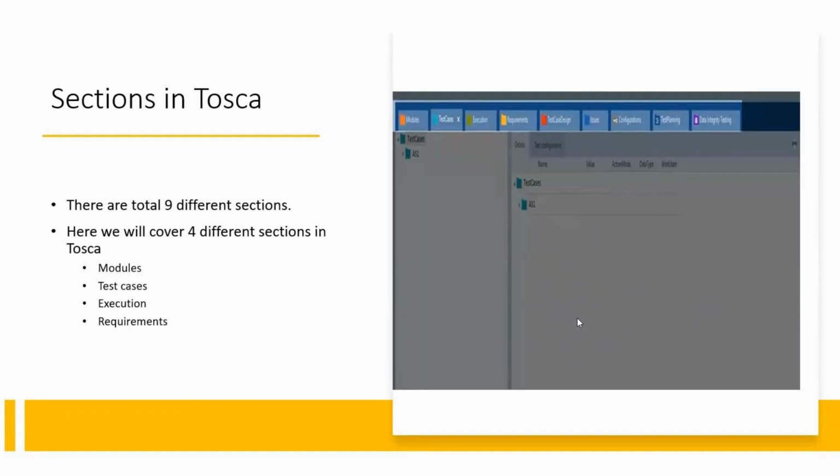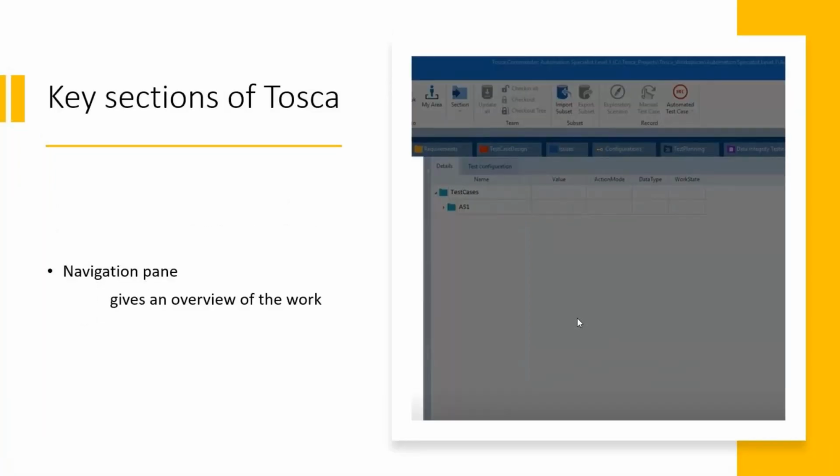So there are 9 different sections. Here we'll mainly cover only 4 different sections. One is the module section, another is the test case section, another is the execution section, and the requirement section. And this is called the navigation pane, where you see an overview of the work. So whatever you are doing in a particular folder, you can see in the navigation pane.